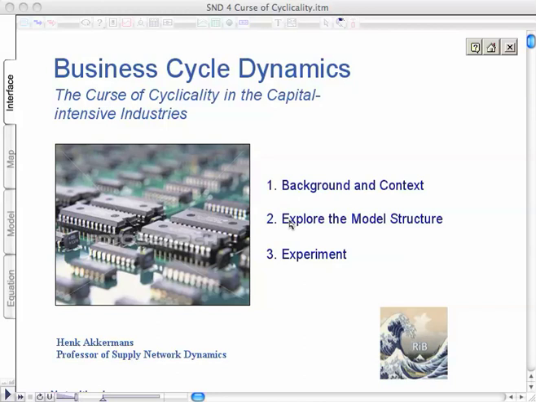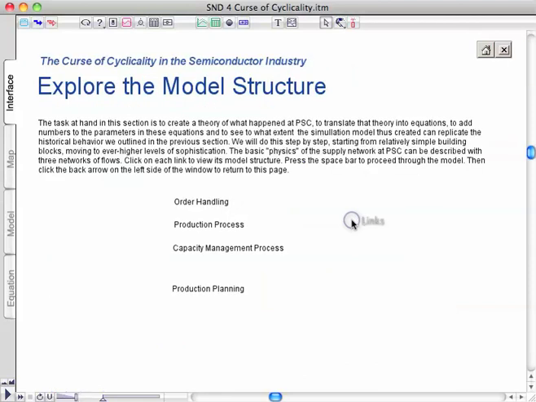Hi, this is Henk Akkermans, Supply Network Dynamics, Chapter 4, and clip number 4, the planning process for the semiconductor sector.